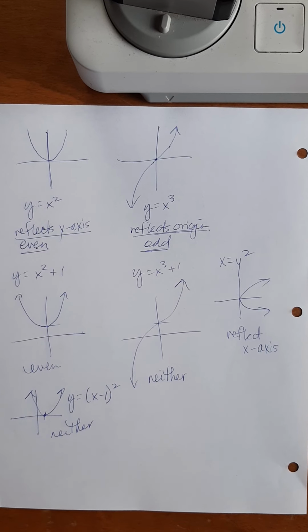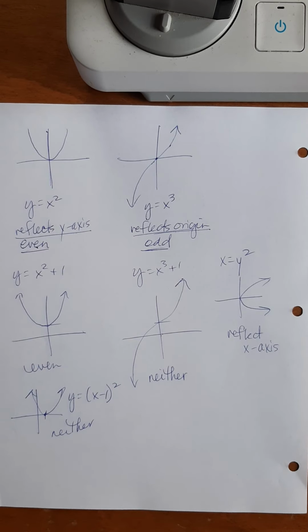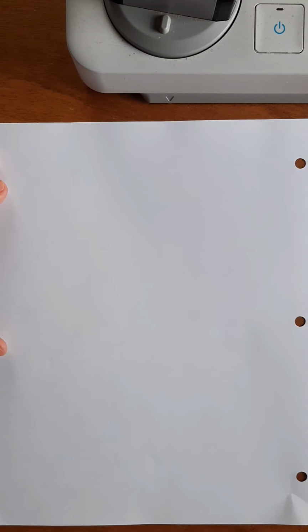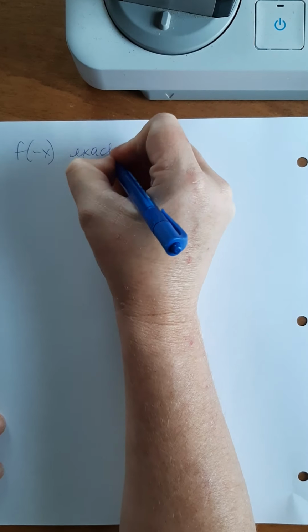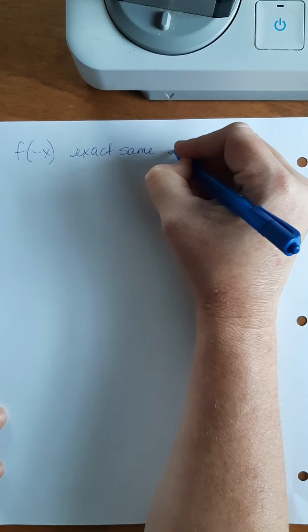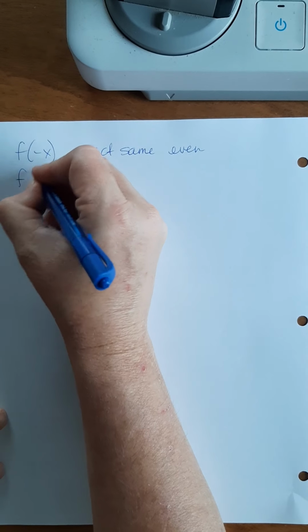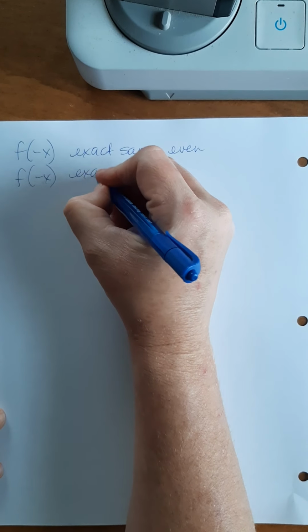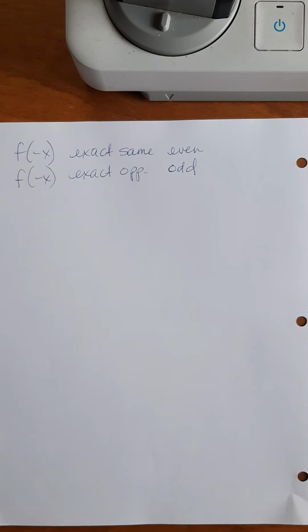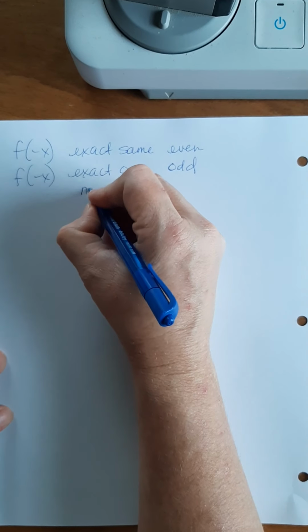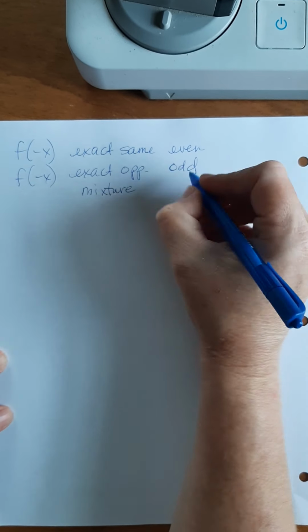Now let's say they don't give you the graph, and you don't want to take the time to graph it, but you just want to know, given the equation, what's going on. Well, you can always replace x with negative x. If you do that, and it's the exact same, it's even. If you do that, and it's the exact opposite, it's odd. And if it's a mix, neither.